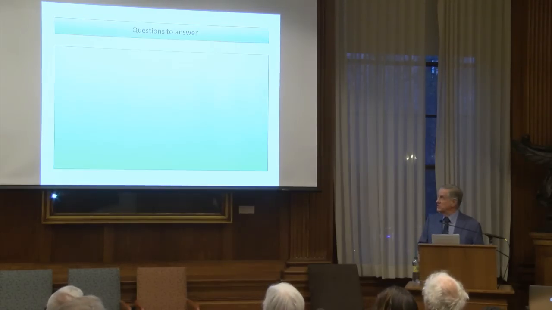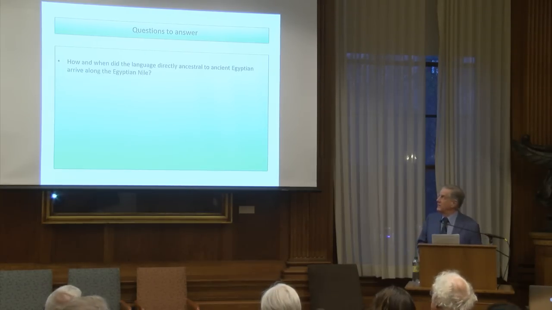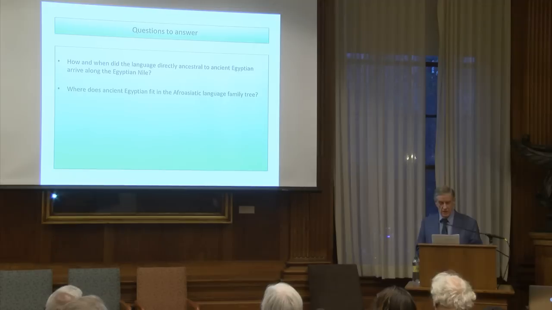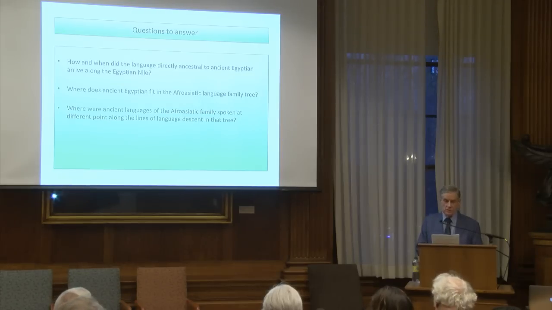Three initiating questions this really requires from us. First, how and when did the language directly ancestral to ancient Egyptian come to be spoken along the Egyptian Nile? And answering that question requires two other questions to answer. Where does the ancient Egyptian fit in the family tree of relationships within the Afroasiatic language family? And where were the languages of the family most probably spoken at different points along the lines of descent in the family tree, which we haven't quite yet shown you?